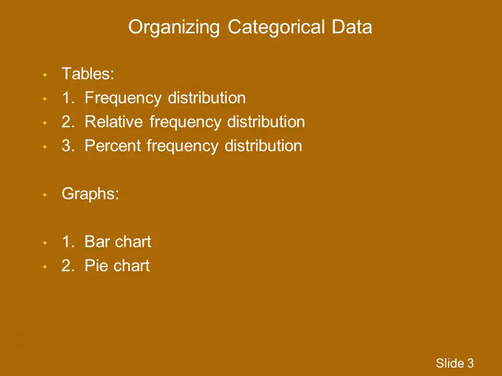So let's get started with categorical data. We can put categorical data into various tables. We can use a frequency distribution, a relative frequency distribution, or a percent frequency distribution. Or there's a couple of graphs that we could use, namely a bar chart or a pie chart.